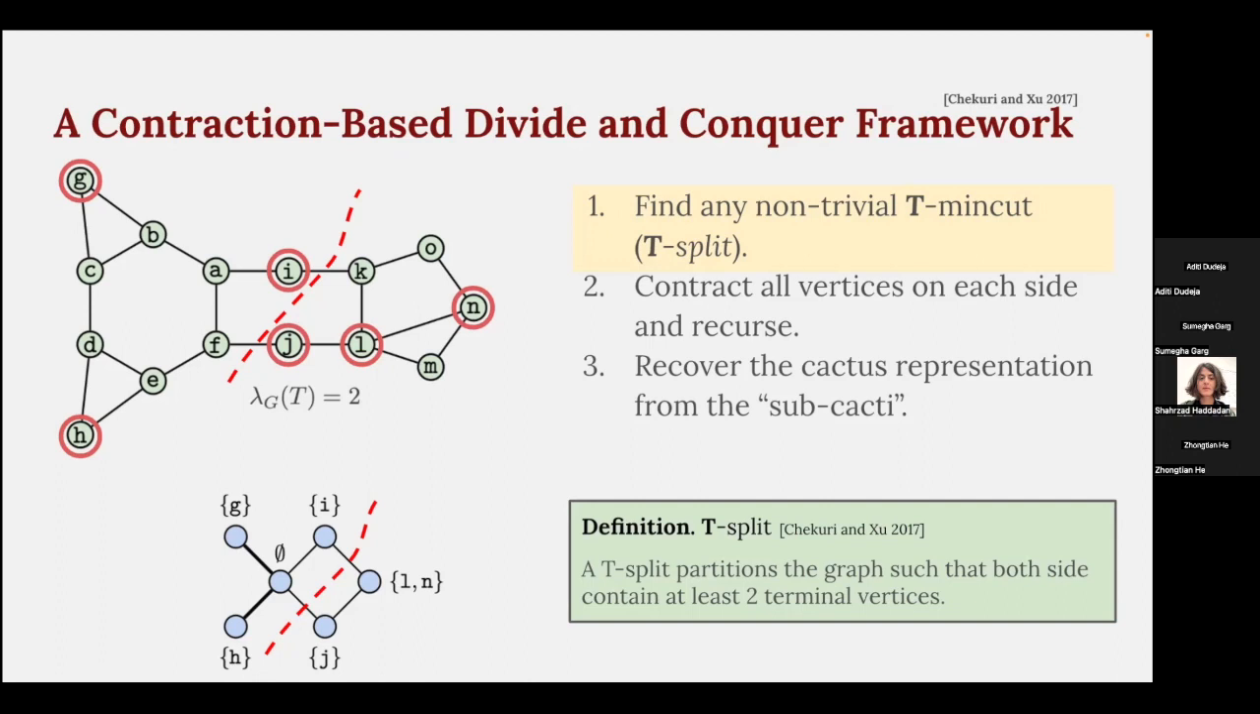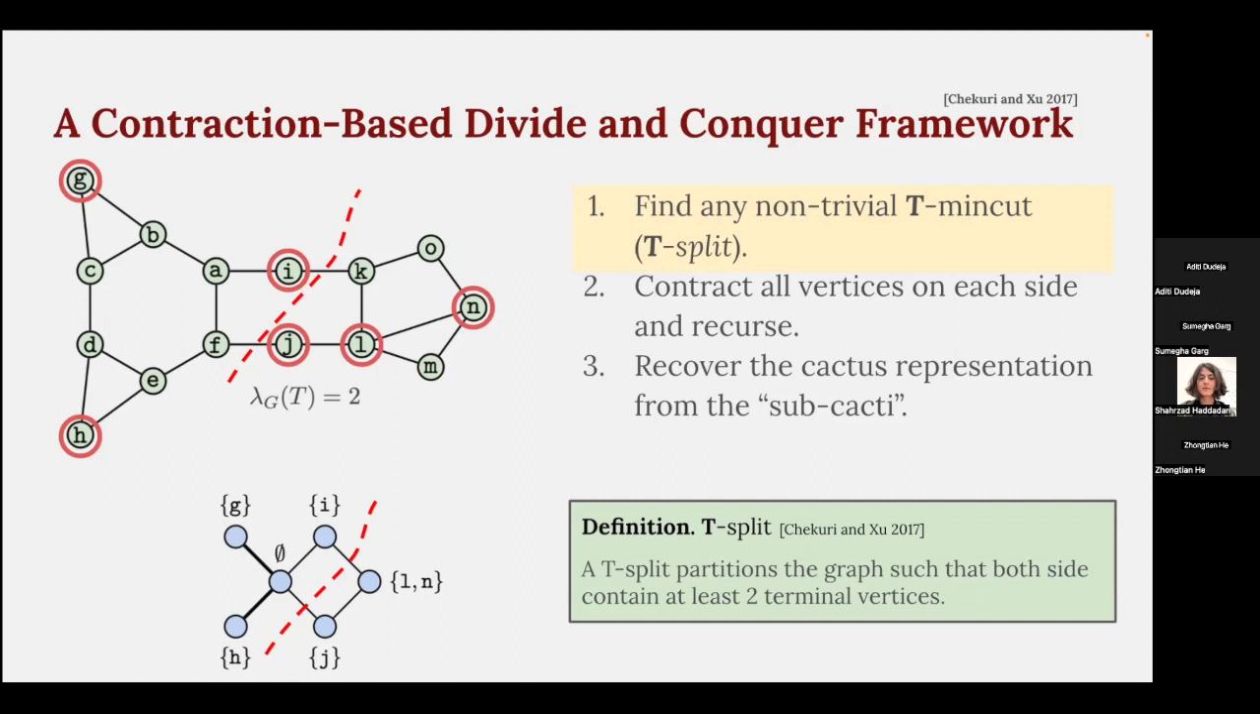A T-split is defined to be the partition such that both sides contain at least two terminal vertices. How do you define terminal? Oh, terminal is a set T. So it is the input, say the red vertices. All right, so here you want to find some non-trivial T mean cut. So you want to find some standard mean cut basically. And you want each set to have at least two terminal vertices because you want to make progress after contracting each side.